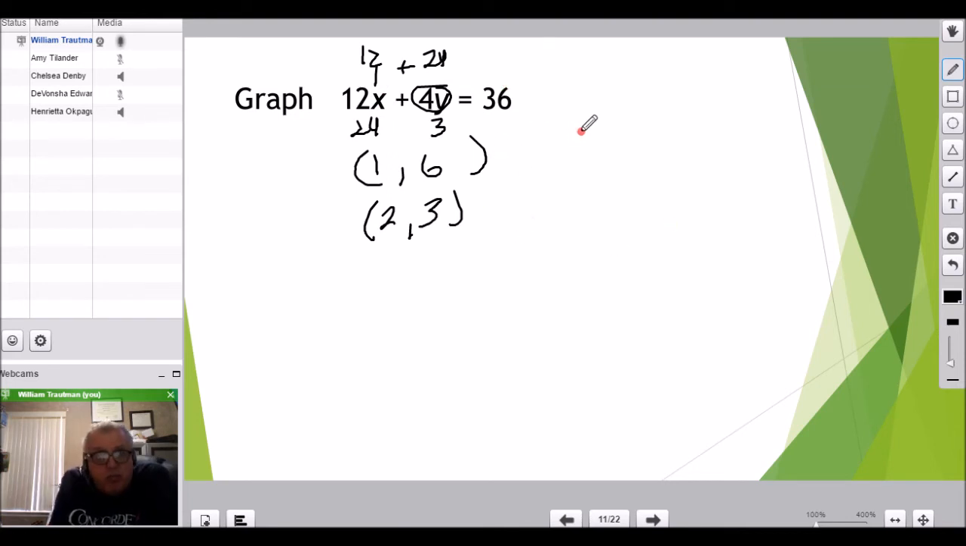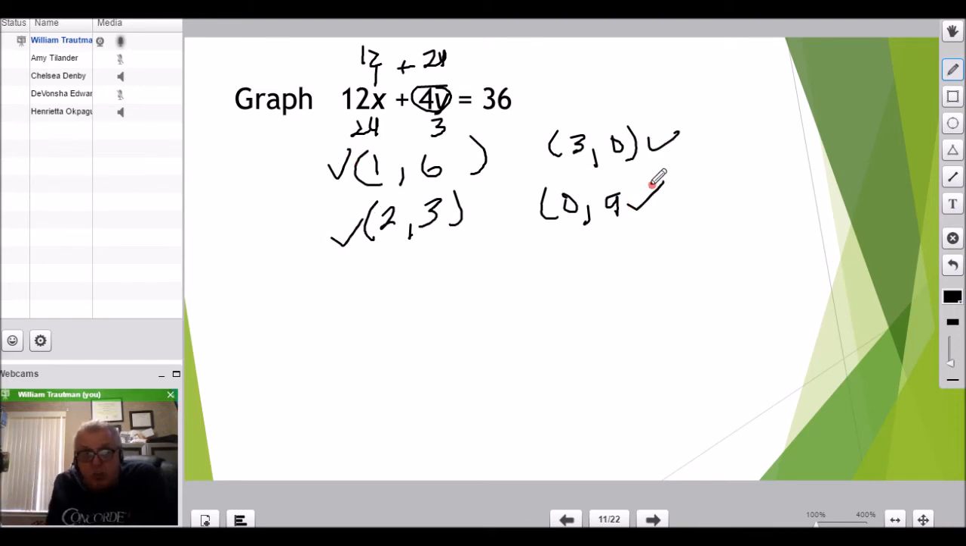2 and 3 work. If I put a 2 and a 3 in there, I get 36. So the points I created, 3, 0 and 0, 9, are not the only points. You could have used this point, you could have used this point, you could have used any 2 of these points, and you would have been good to go. All right?